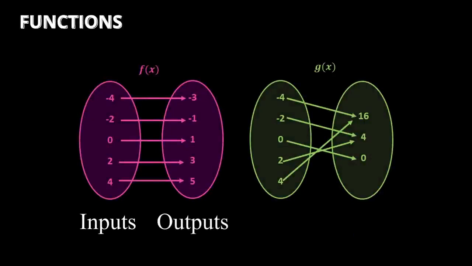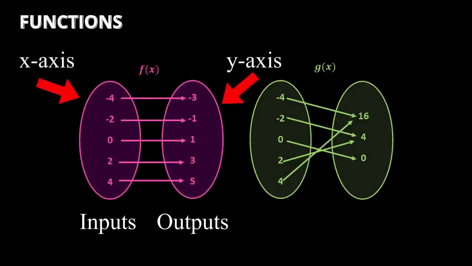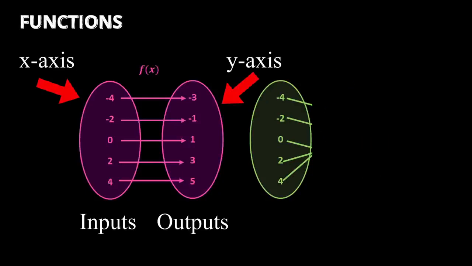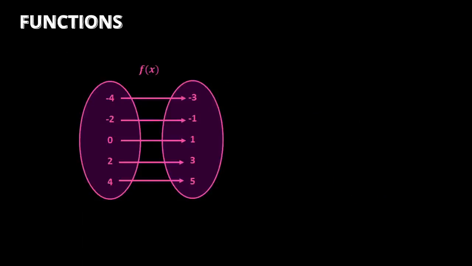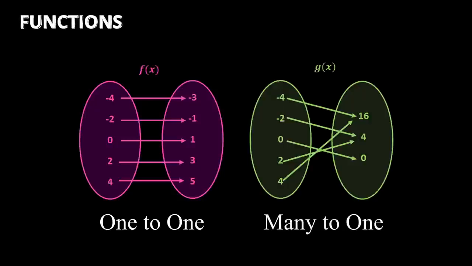A function that exists in 2D takes in an input in the x-axis and outputs a value in the y-axis. Doing this for many values gives you a graph. A function must specifically have either the one-to-one relationship or many-to-one relationship to be considered a function.